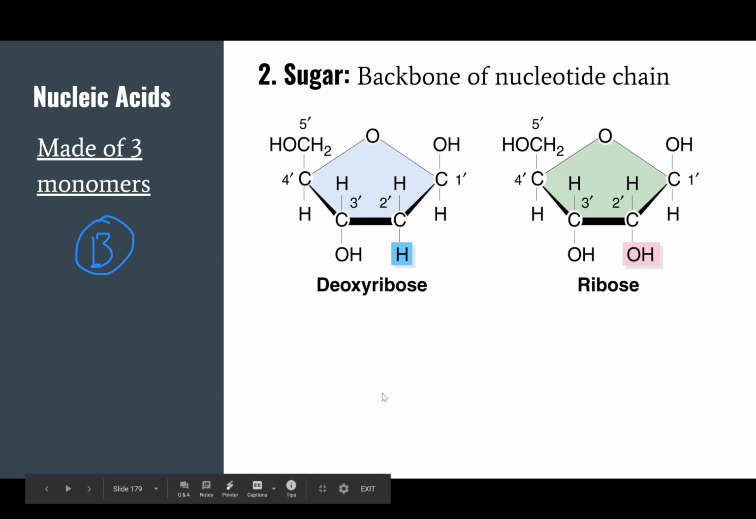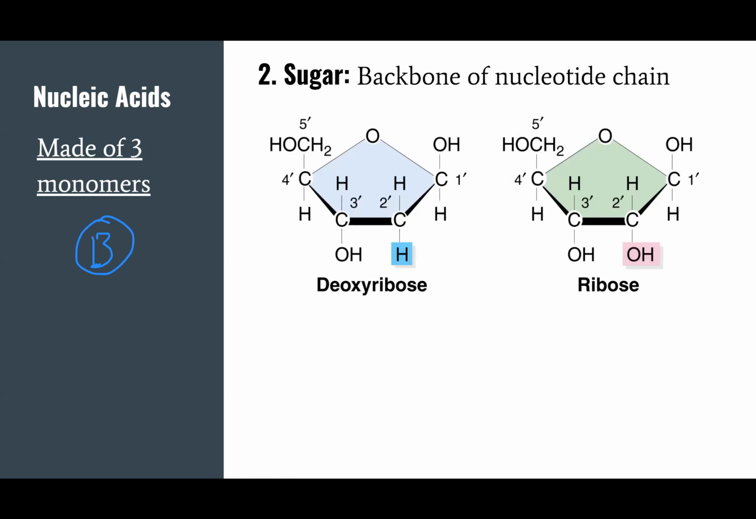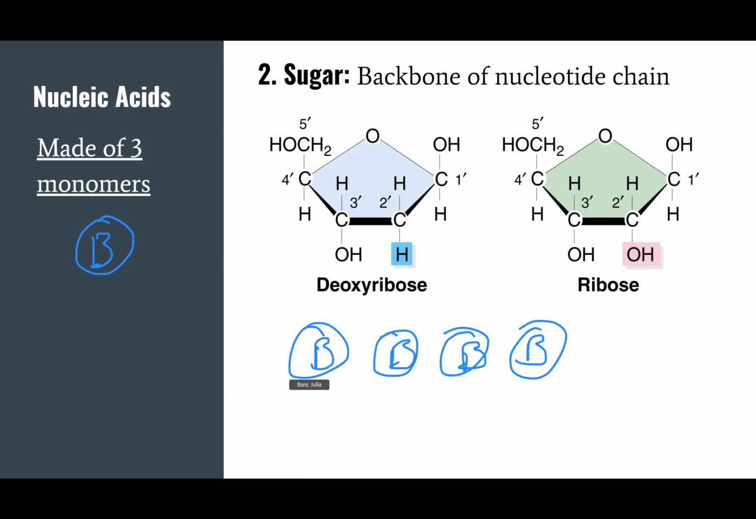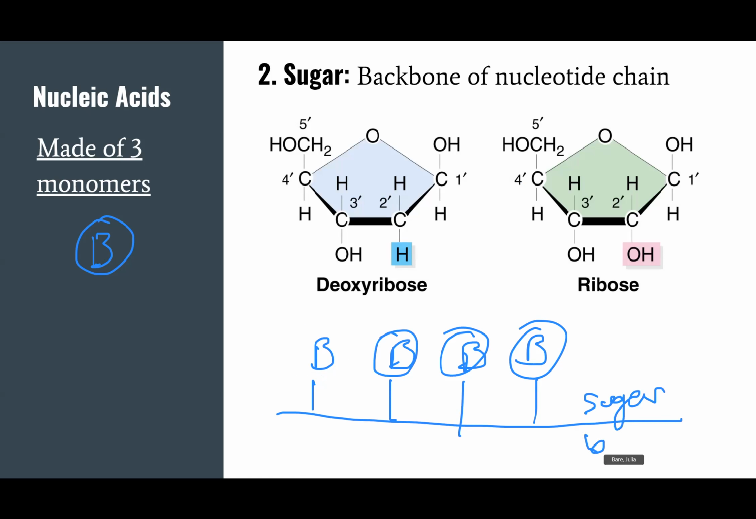The next thing we need to be concerned with is the backbone of the nucleotide chain. So when you look at DNA, DNA and RNA is a bunch of bases attached to a long chain. This long backbone is going to be made of deoxyribose sugar, if you're looking at DNA. So this is deoxyribose sugar backbone, or ribose sugar, depending on if you are RNA.